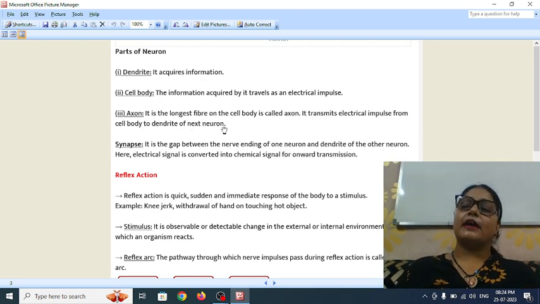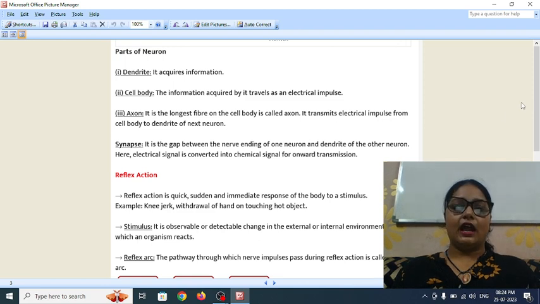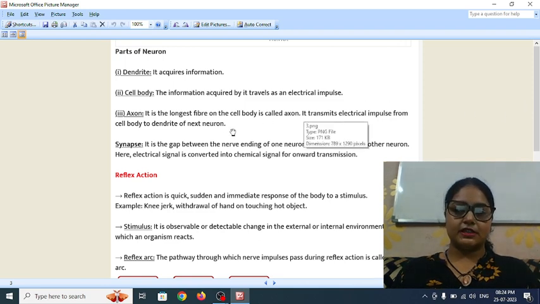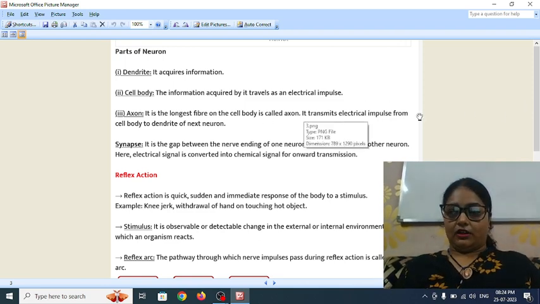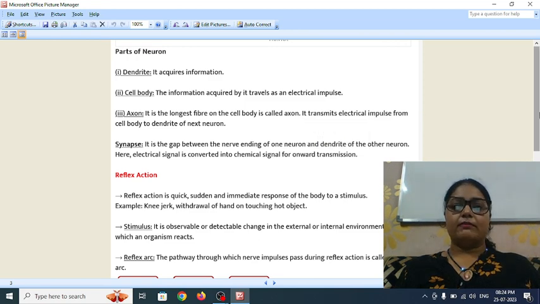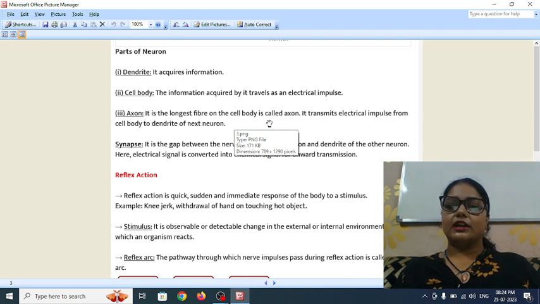It means many neurons are connected with each other, and the axon is responsible for sending the signal or the information from one neuron to another, and it transmits to the other neuron cell.